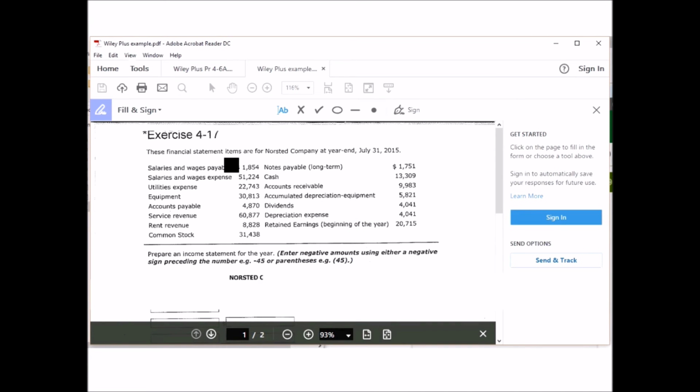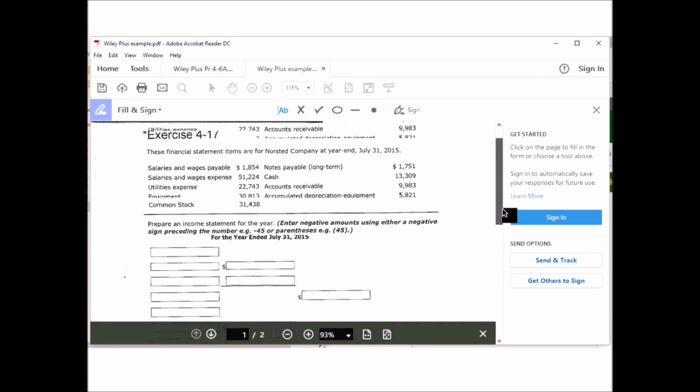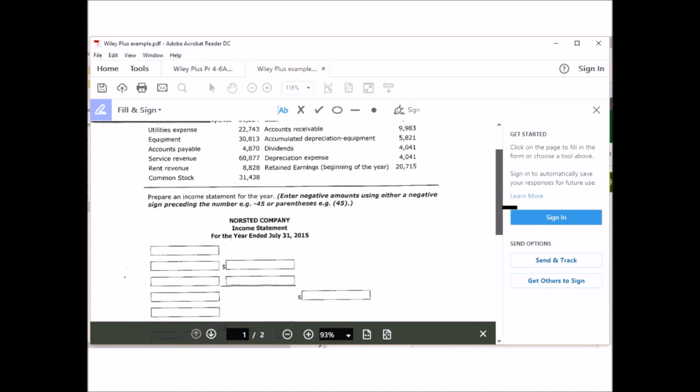So we've got, I can just see up front here, liability and expense. There's another liability. Here's my cash. So they're all mixed up. What they want us to do now is actually compute the income, the financial statements.